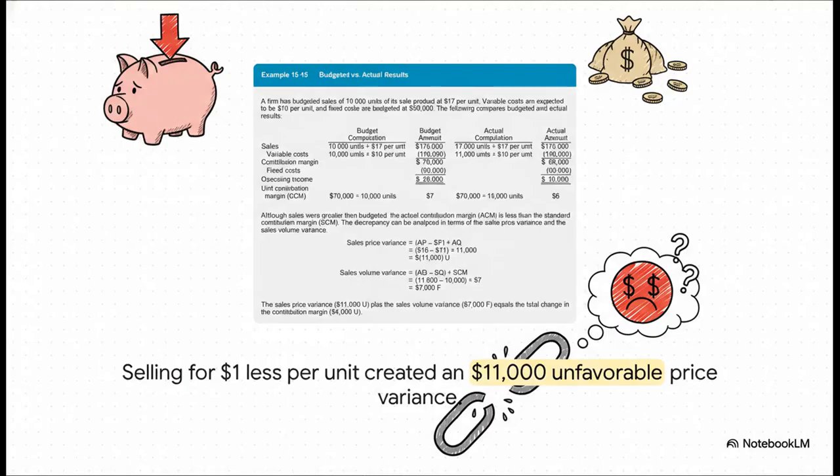So let's apply this to our mystery. The company planned to sell each unit for $17, but they ended up selling them for $16. Just a $1 difference, right? But you multiply that dollar by the 11,000 units they sold, and bam, you've got an $11,000 unfavorable variance. Now, when we say unfavorable, it just means it hurt your profits. A favorable variance, of course, means it helped. This number is our first huge clue.